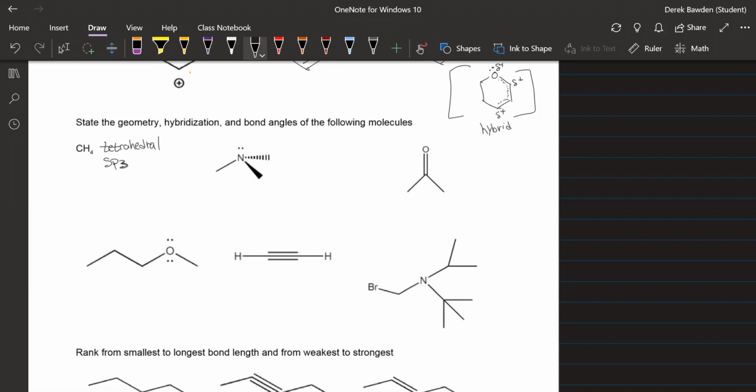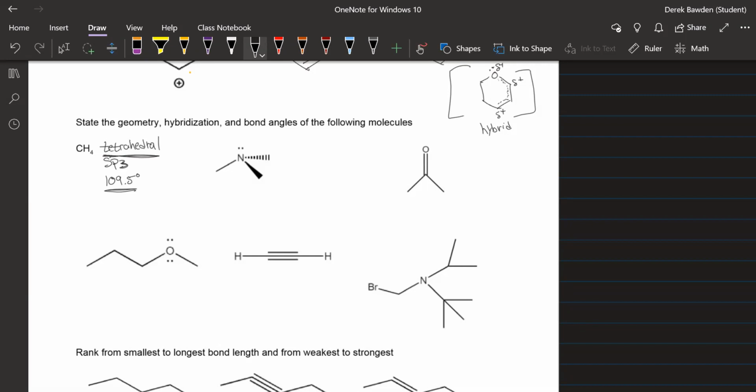Anyone remember the bond angles for tetrahedral molecules? I think it's 109.5 degrees. Okay. And if you can remember this one, you can remember all of the other ones, and I'll talk to you about why in just a minute. If you can remember that tetrahedral is 109.5, there's a way to remember the rest of them.